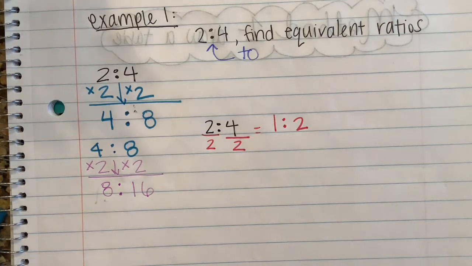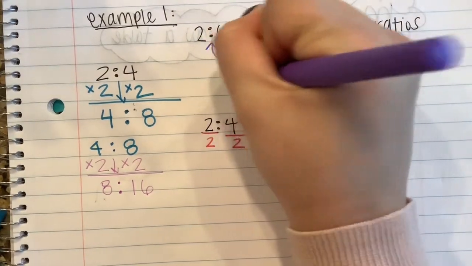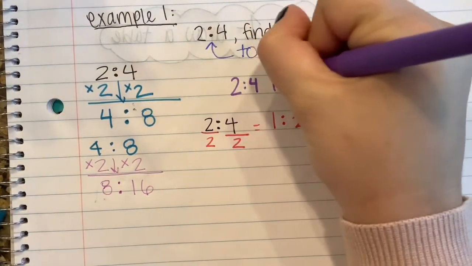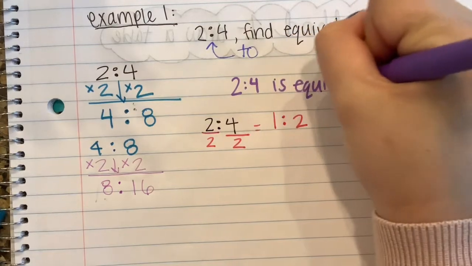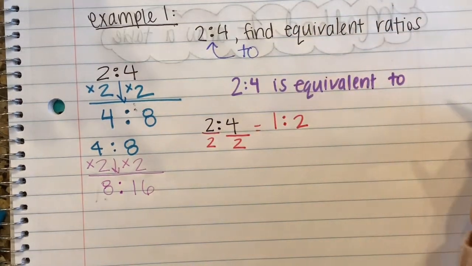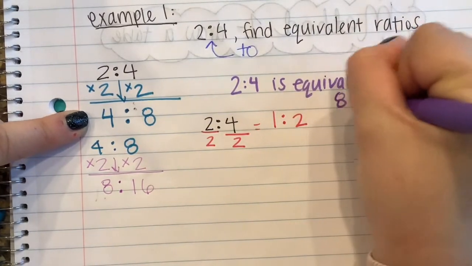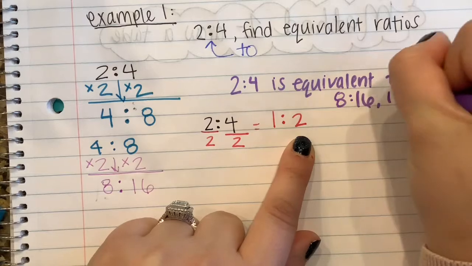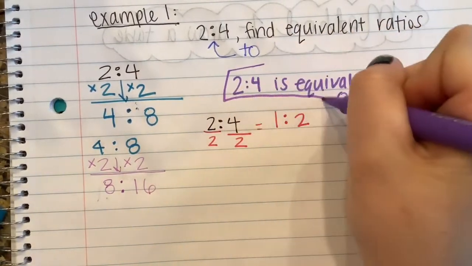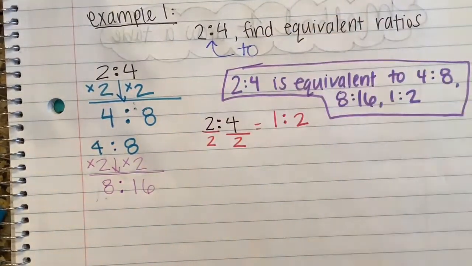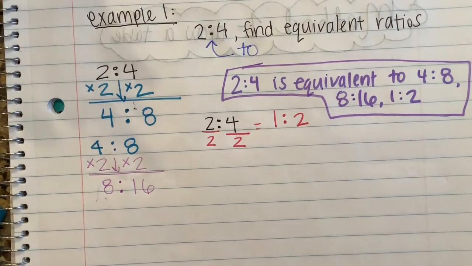So I could say, for my final answer, 2 to 4, that was my original ratio, is equivalent to 4 to 8, 8 to 16, and 1 to 2. Yes, there are many more that we could have come up with by continuing our multiplication, but we just decided to make 3 equivalent ratios here. Let's look at a word problem.